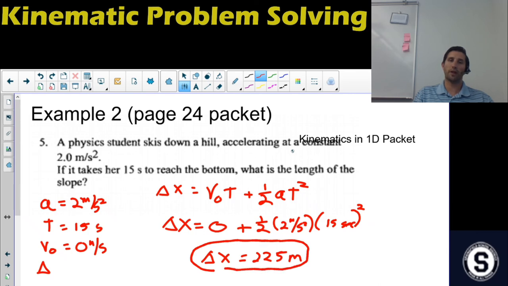And if I remember that a meter is about the length of my leg, then 200 meters is about a little more than 2 football fields length. All right, so that seems like a reasonable answer for the length of a slope. And we can go from there.